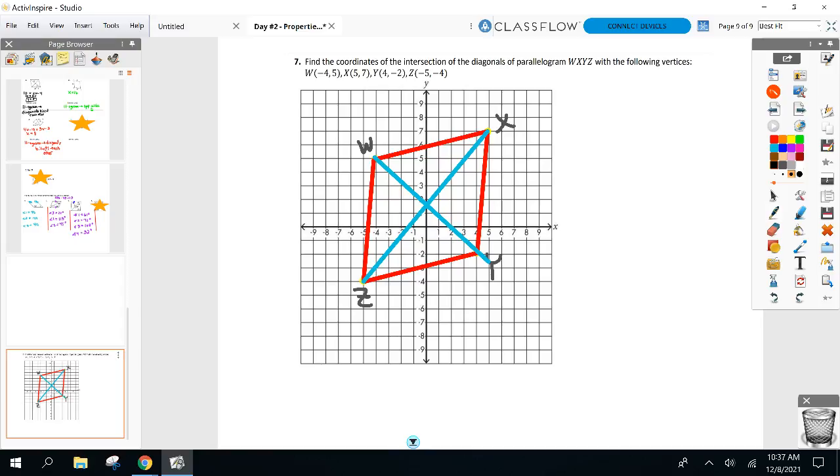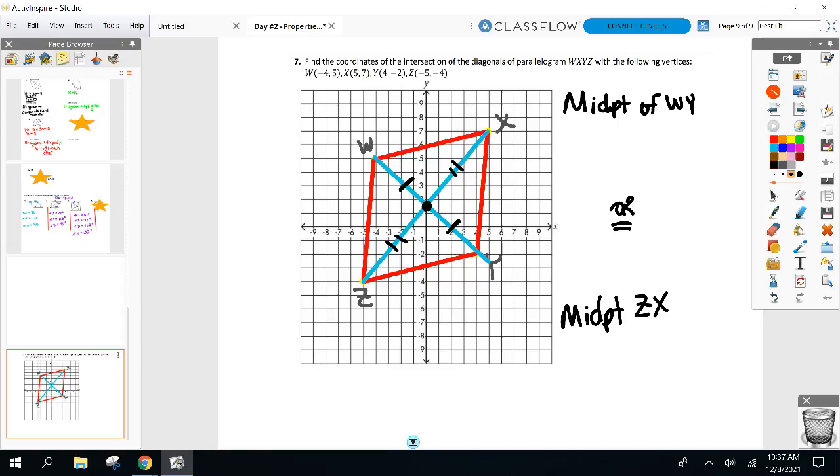What do you know about these diagonals? If it's a parallelogram, they bisect each other. So we talked. If this piece is equal to this piece, what's this point on WY? The midpoint. And I can also do it for the midpoint of ZX. It doesn't matter what midpoint you find, which diagonal. It's going to be the same. They share the same midpoint. So I'm either going to do the midpoint of WY or you can do the midpoint of ZX. It's going to be the same answer.